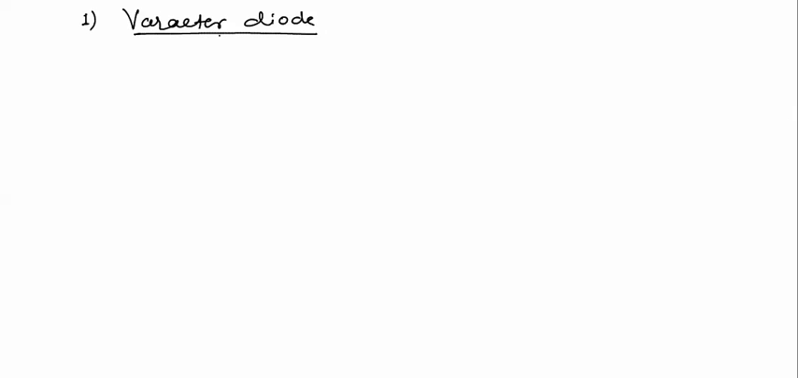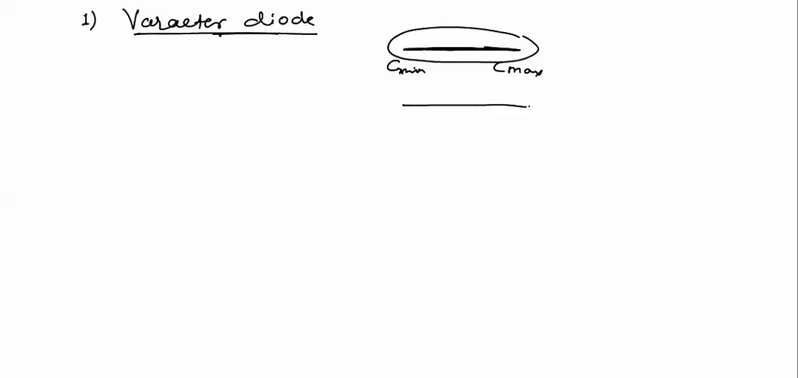The fabrication process and the material used ensure that the variation of capacitance from C minimum to C maximum will be maximum for this diode as compared to a normal PN junction. If we are using a varactor diode, then we can ensure that the capacitance variation in the diode, if we vary the biasing voltage, will be very large as compared to other diodes.